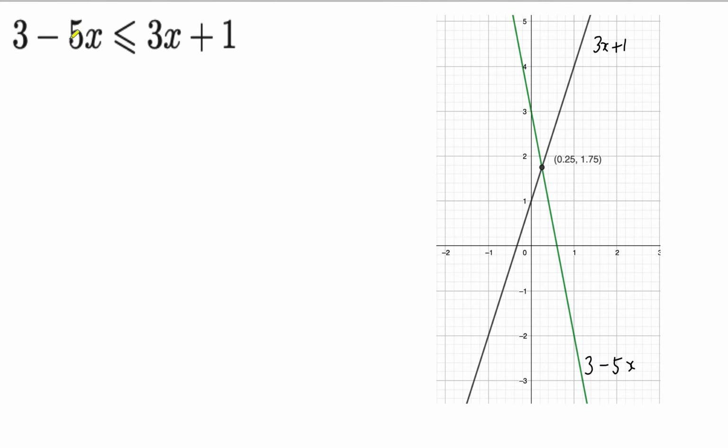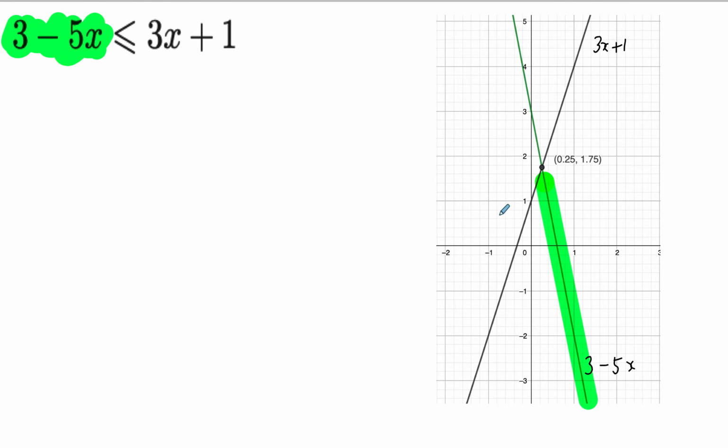Now, I want to know when is my green graph less than the black one. So the green graph is less than the black one. When I say less than, I'm talking about the y values, not the x values. It's less than the black line precisely from this point onwards. Because if I take any negative values here, even let's say 0.1, my green graph is higher. So the y value here is higher than my black graph.